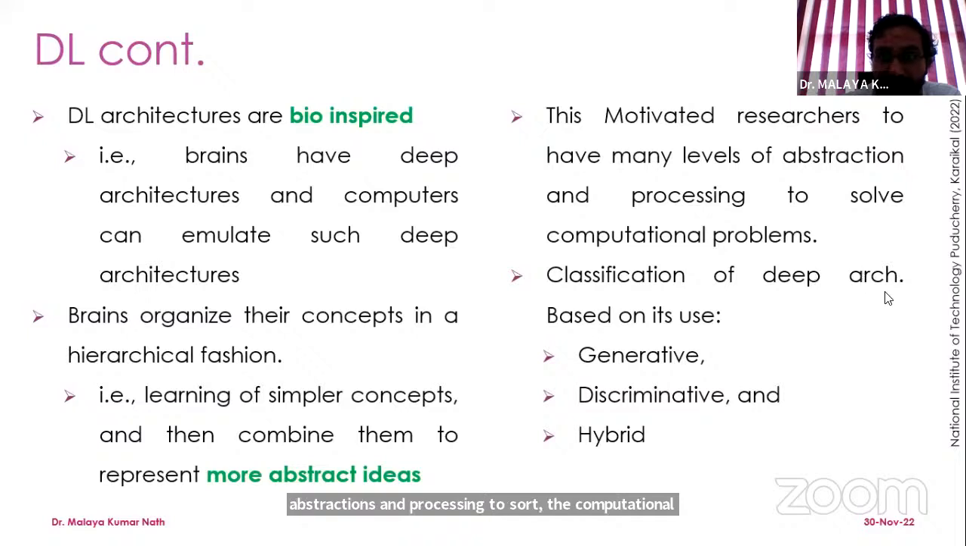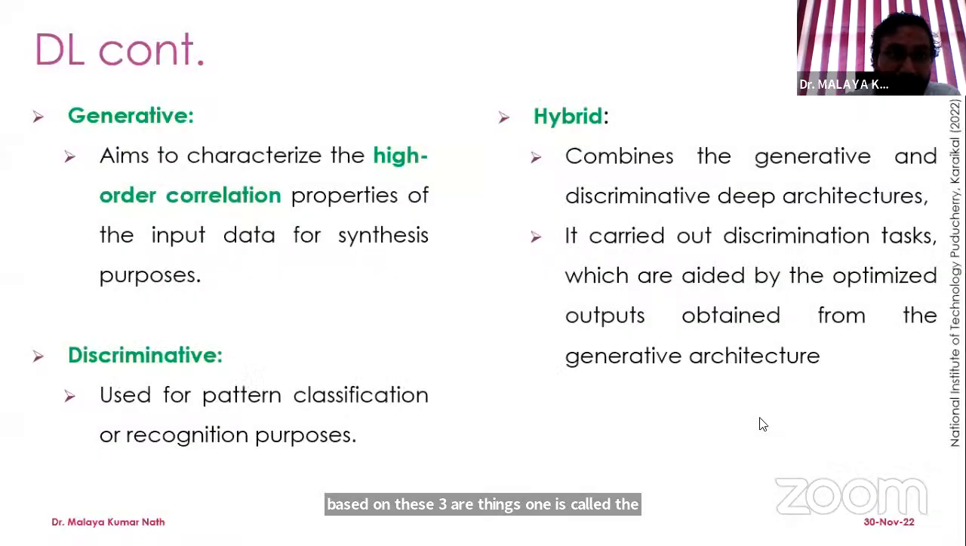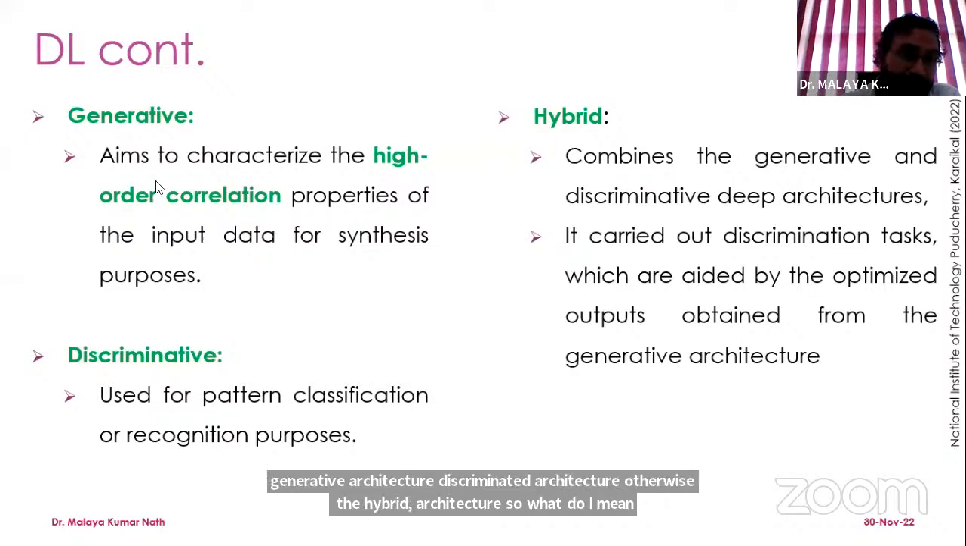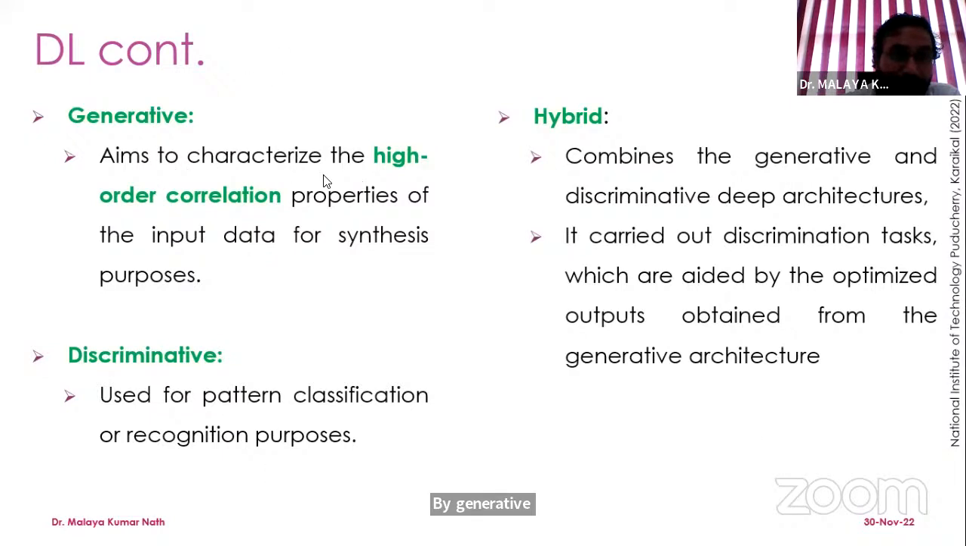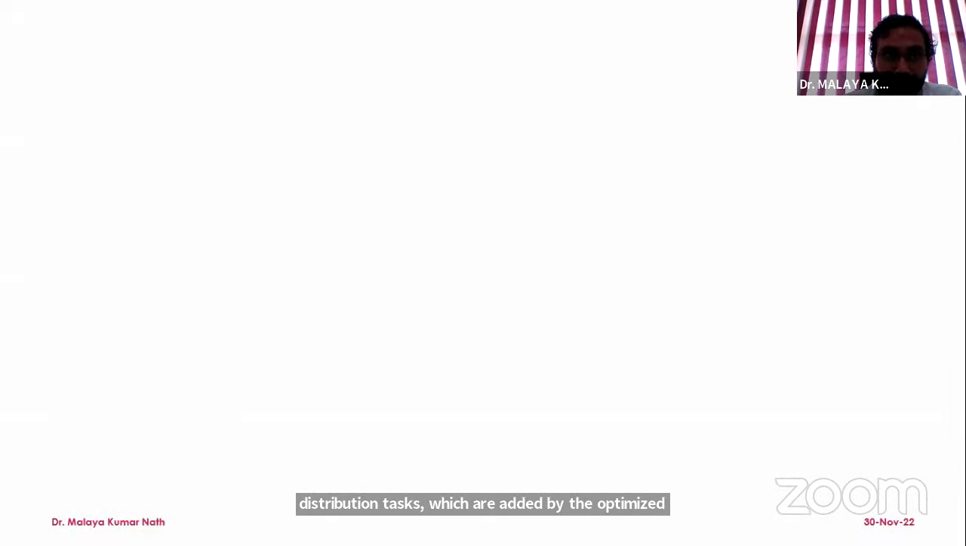The classification of deep architectures is based on three things: the generative architecture, the discriminative architecture, and the hybrid architecture. What do we mean by generative architecture? This aims to characterize the high order correlation properties of the input data for synthesis purposes. Discriminative architecture is used for pattern classification or recognition purposes. Hybrid combines both the generative and the discriminative deep architectures. It carries out the discrimination task, aided by the optimized outputs obtained from the generative architectures.